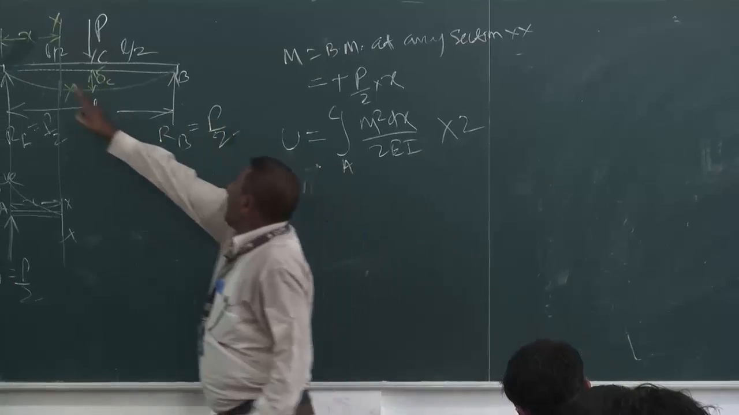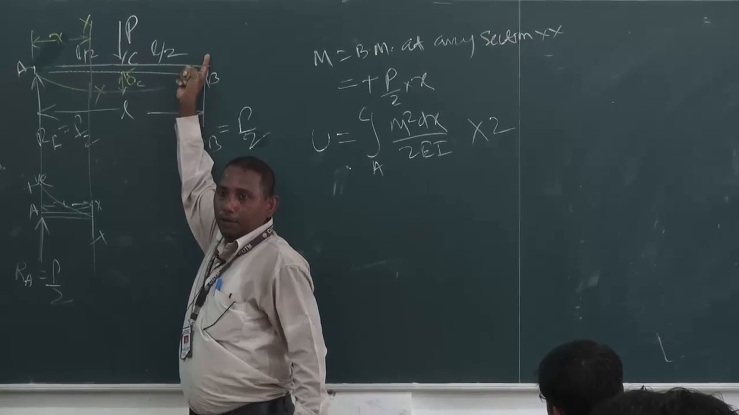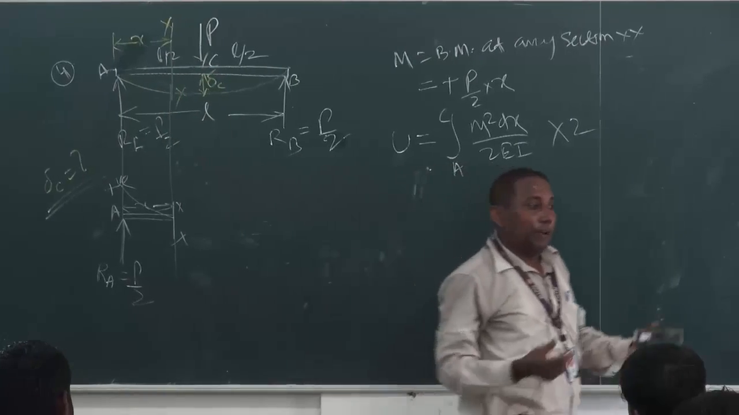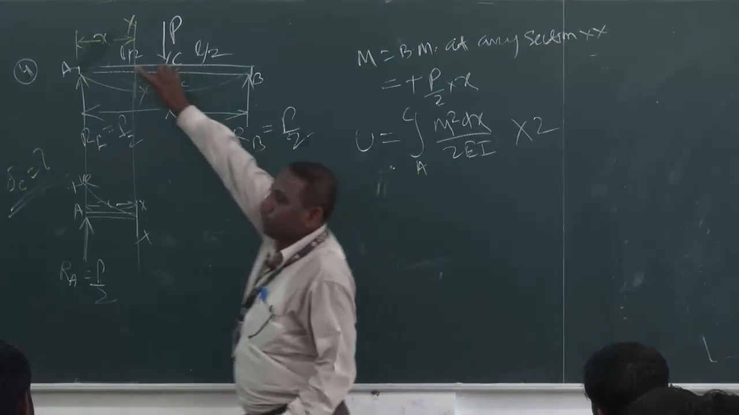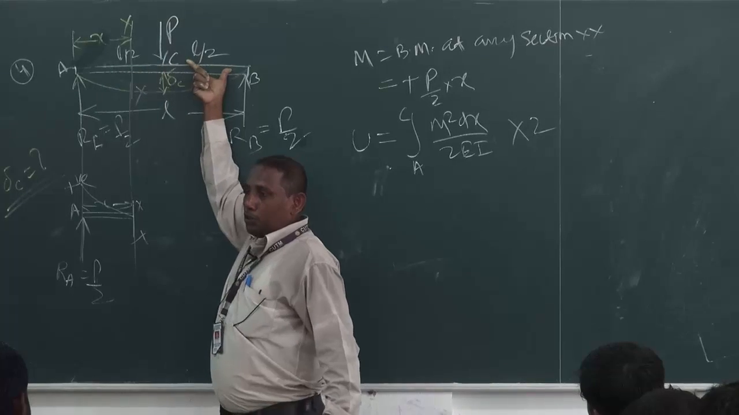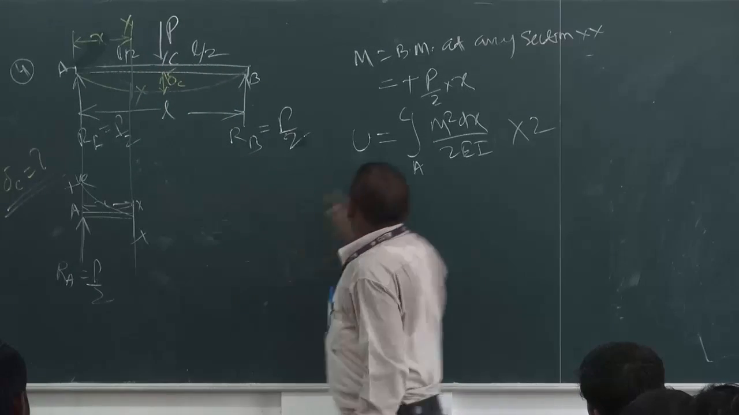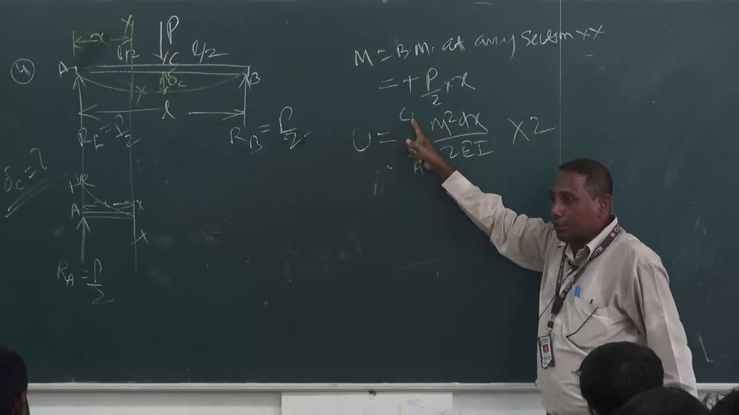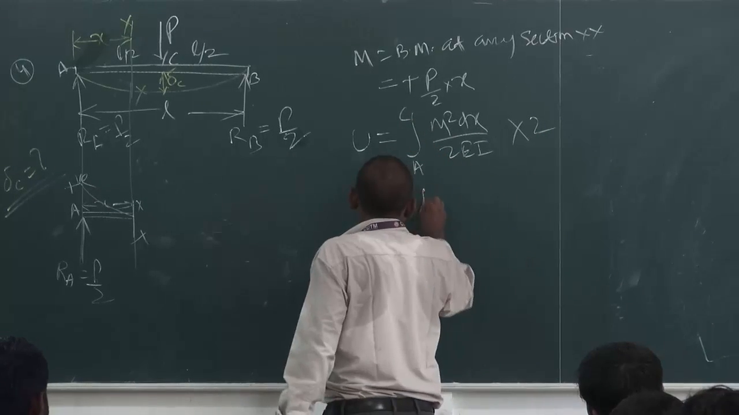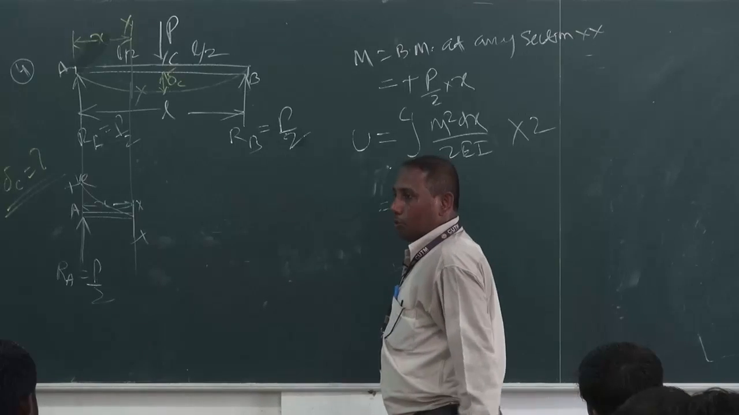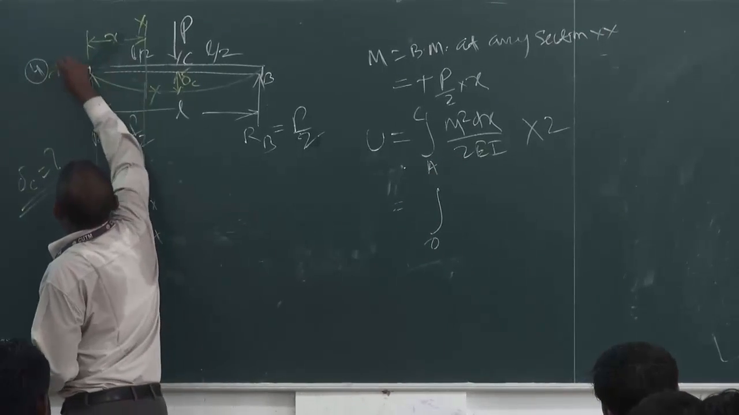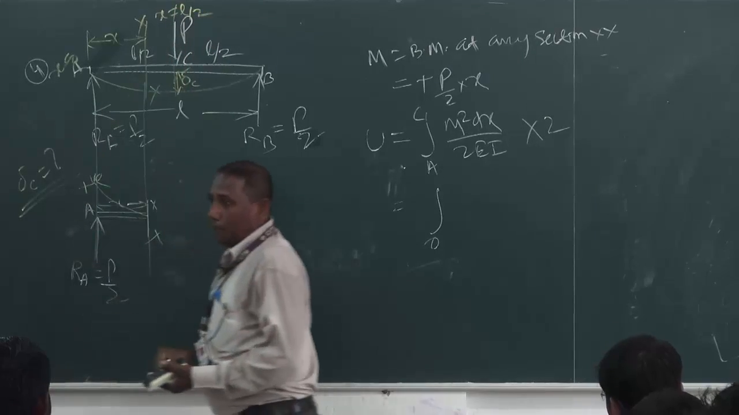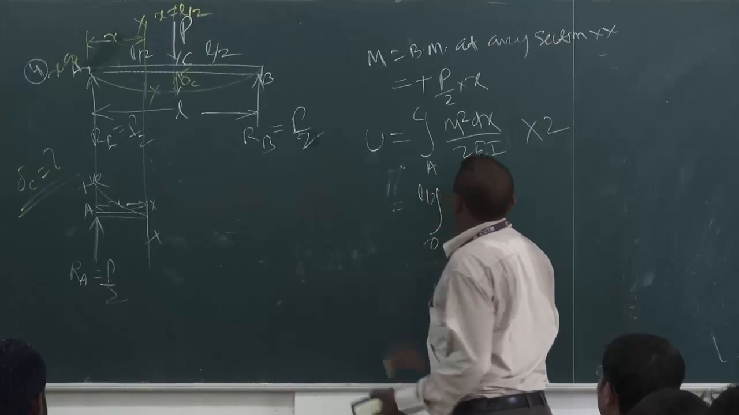And U is the total strain energy. Total strain energy means it is from A to B for the entire span. But as C is the midpoint, it is L by 2 and L by 2. So if we can calculate the strain energy of half of the portion, then for the other portion the strain energy will be the same value. That's why we need to multiply by 2, because we are taking from A to C. At A, X is equal to 0, because X is measured from here. At C, X is equal to L by 2.